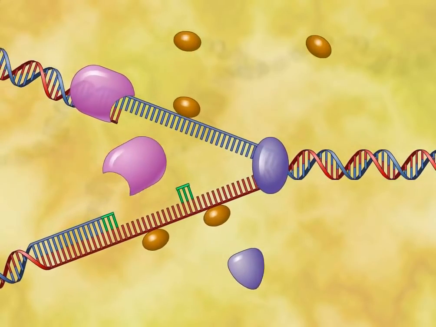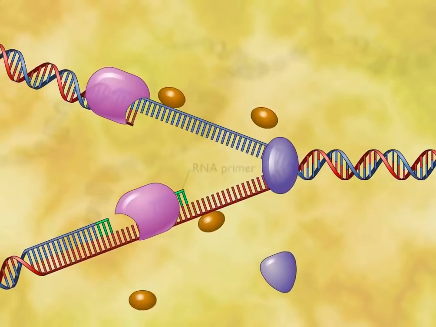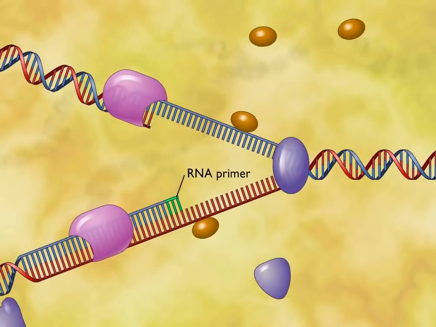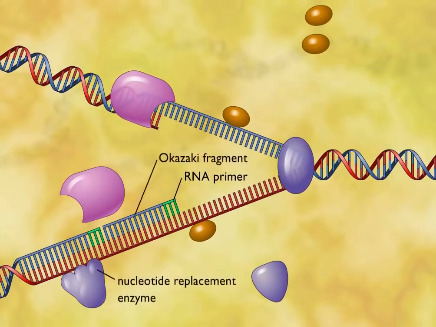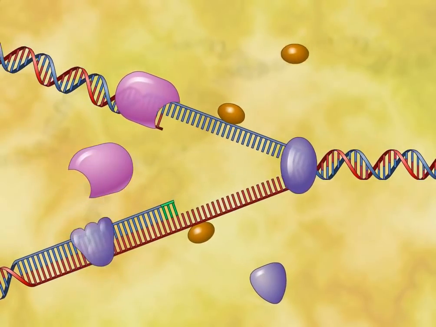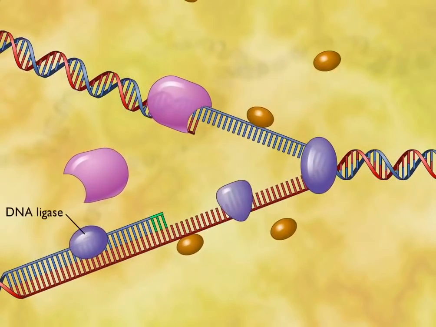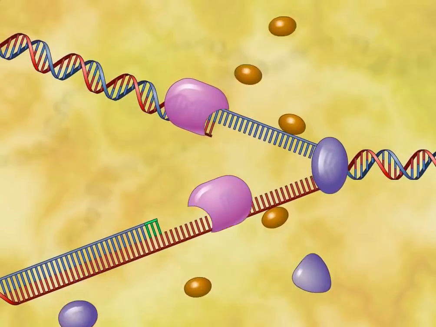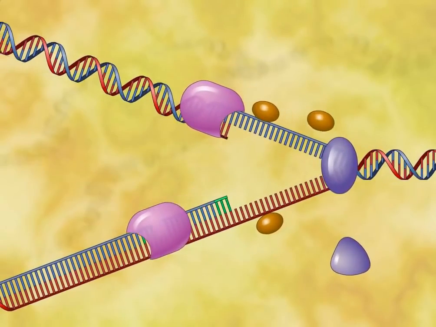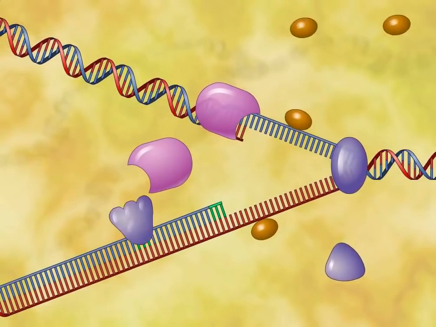Each Okazaki fragment requires a separate RNA primer. As the Okazaki fragments are synthesized, the RNA primers are enzymatically replaced with the appropriate DNA nucleotides, and the individual Okazaki fragments are then bonded together into a continuous complementary strand.